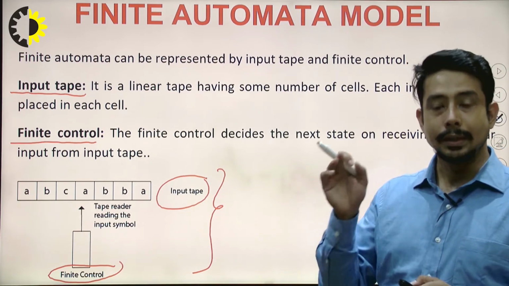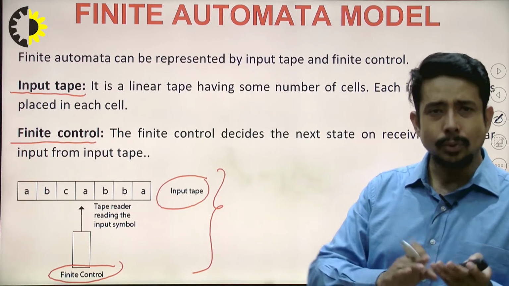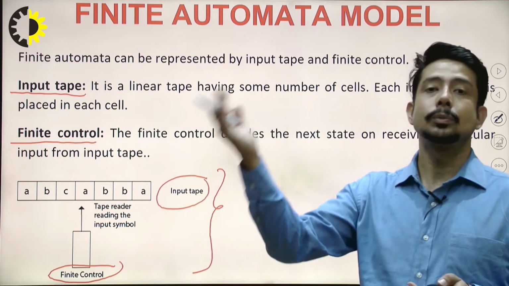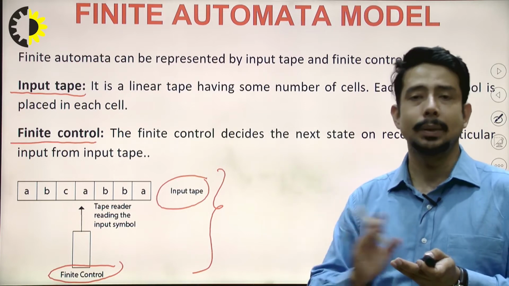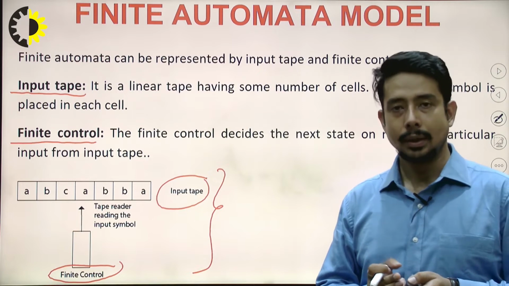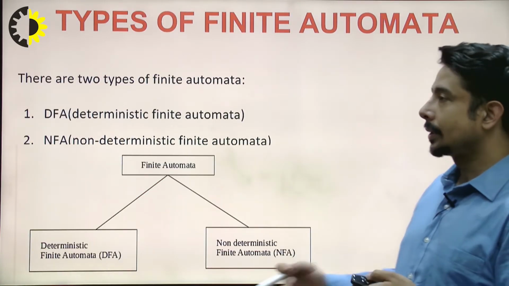Finite control generally controls whether the particular string should move to the next state or should remain in the present state. Overall, it reads the particular string and then produces the output. Got it? So this is all about the configuration model of a finite automata. Let's check the next topic.